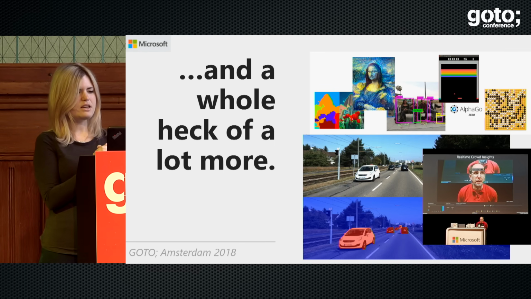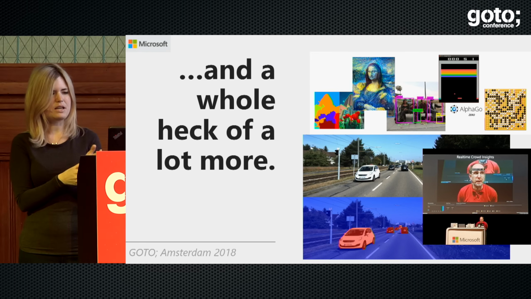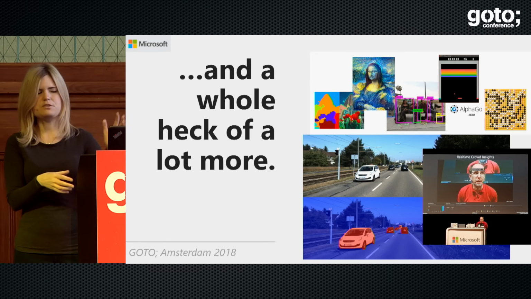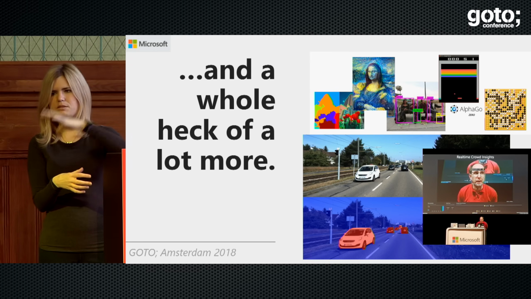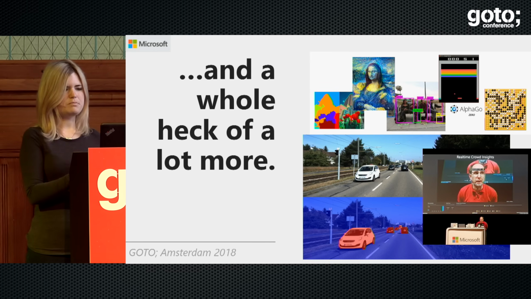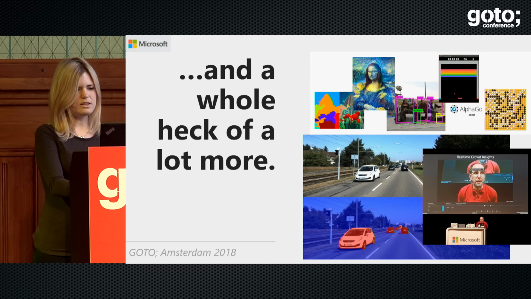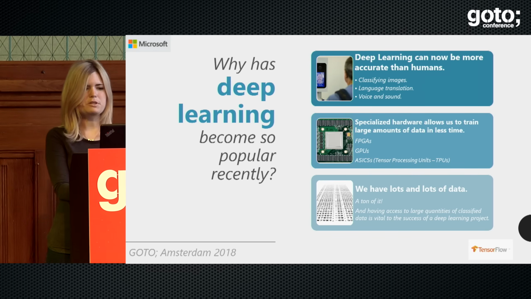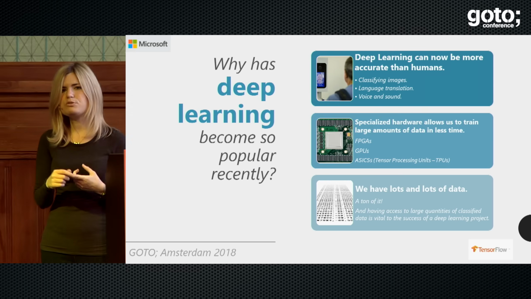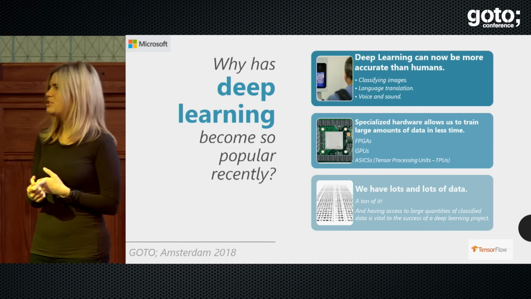You've probably heard about AlphaGo, which uses neural networks battling each other in order to beat the game. Mona Lisa juxtaposed with Starry Night. So you take the style transfer approach of one artist and place it on another. Autonomous vehicles, lots and lots of use cases. And it's become so popular recently because it's more accurate than humans at classifying images.